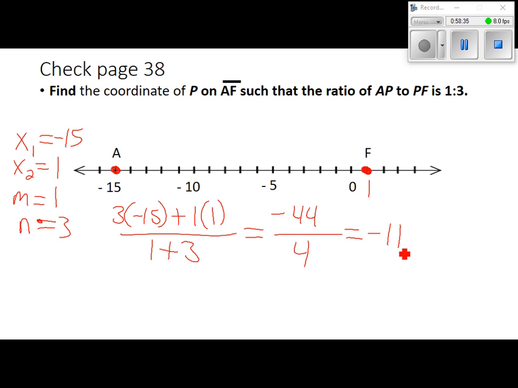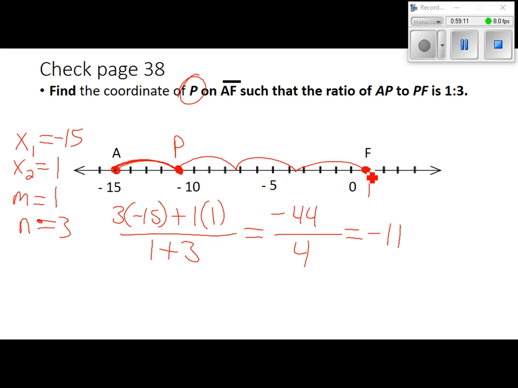Yes. What we're saying is point P, if we split this up at a 1 to 3 ratio, point P is going to be at negative 11. Tell me to stop when I get to negative 11. Stop. Right there? Is that it? So that's point P. So we're saying when we split this up, there's 1 part over here, and how many parts on the other side? 3 parts on the other side.